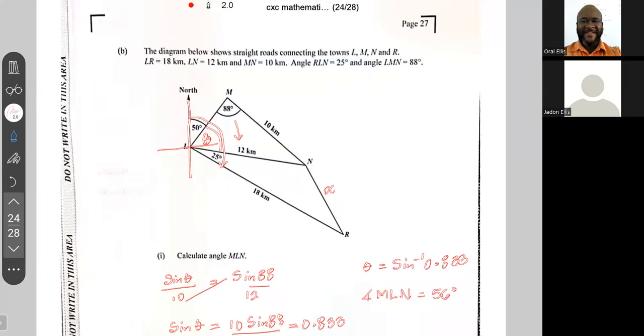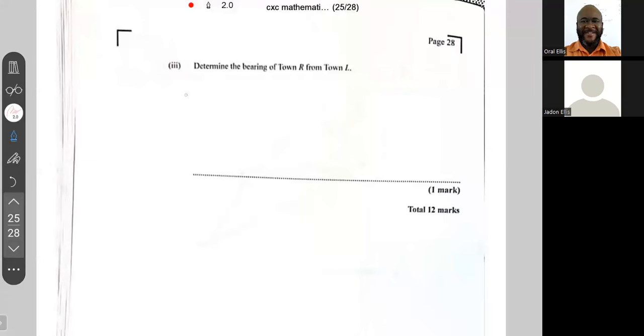And that angle is 50 plus 56 plus 25. So the bearing of R from L is 50 plus 56 plus 25. All right, and the final answer there, I think, is 131 degrees. The bearing of R from L is 131 degrees.